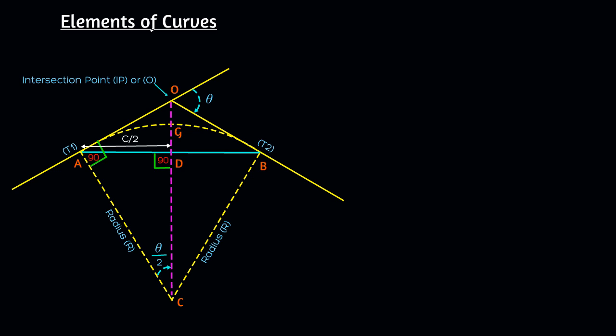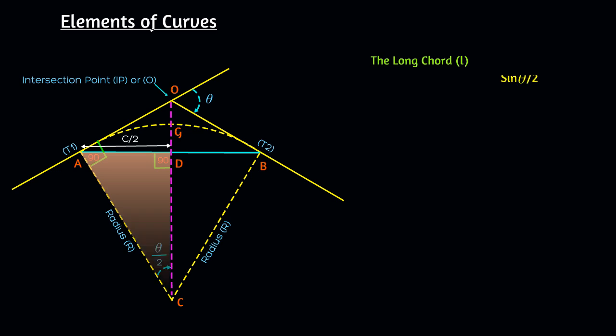And the next one is the length of the long chord C. Considering this right-angled triangle, as we all know, sin theta by 2 is the opposite side by the hypotenuse. Here, the opposite side is half of the long chord, C by 2, and the hypotenuse is the radius r. Now, half of the chord length, C by 2, is equal to r into sin theta by 2. And now, the length of the long chord C equals 2r sin theta by 2.